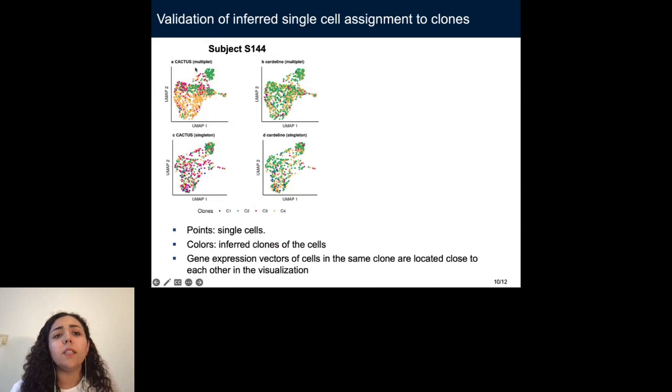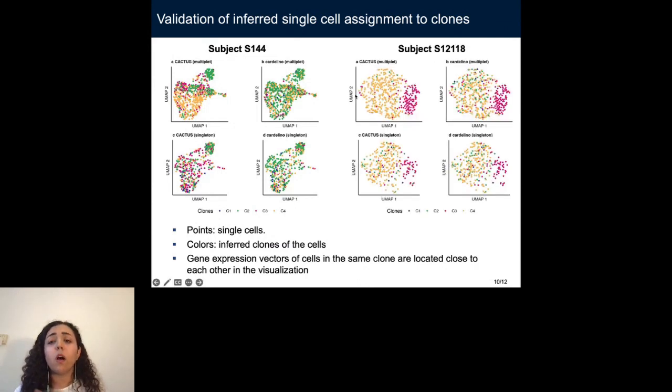And you can see here in the multiplet version, the results of CACTUS can show this clustering. You can see some green points here and pink points here, yellow points here, and you can see the clusters of the cells. But here in Cardellino, all the cells are together. Also in the singleton version, for CACTUS and Cardellino both, all the cells are together. We also did this validation for the other subject, 12118, and we see the same results over here as well.